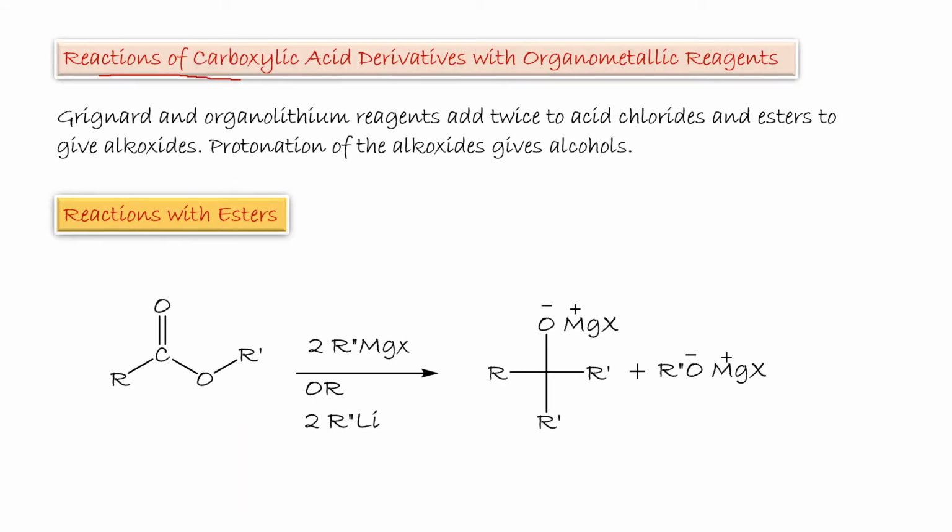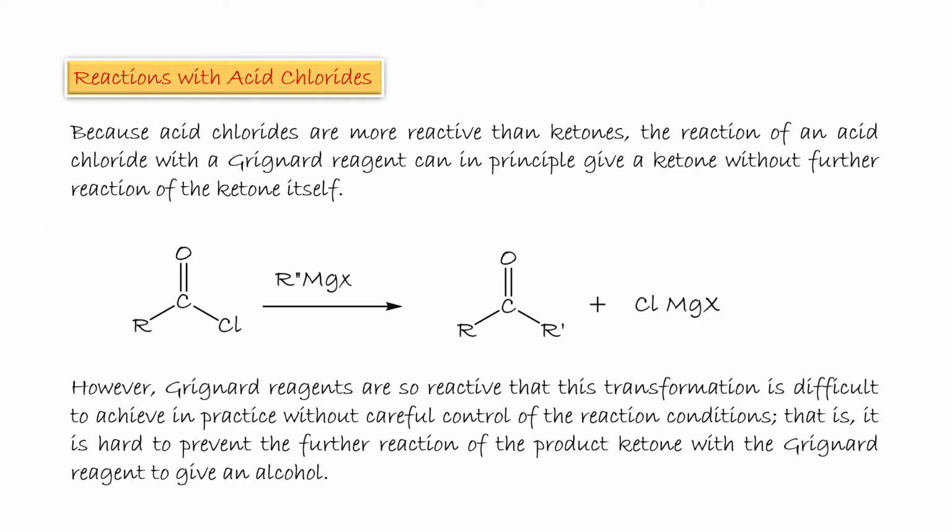Reaction of carboxylic acid derivatives with organometallic reagents. Grignard and organolithium reagents add twice to acid chlorides and esters to give an alkoxide. Protonation of the alkoxide gives an alcohol. So we have an ester, two equivalents of Grignard or organolithium form the alkoxide, and upon hydrolysis it gives an alcohol.